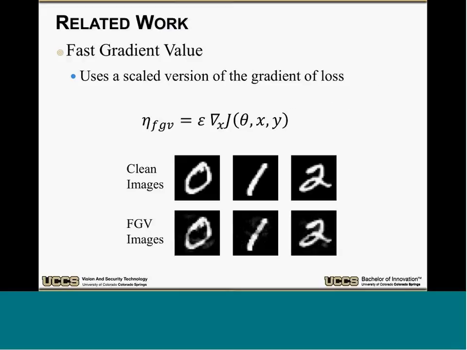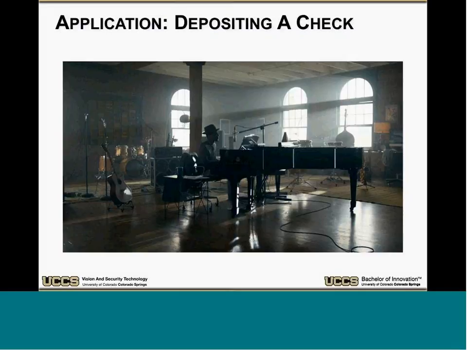The second method of generating adversarial examples builds off of the fast gradient sign method and uses a scaled version of the gradient of loss. In these FGV images, you see that the perturbations are much quieter and much more localized to the object in the image. The perturbations that are added are these gray spots here and more around the image itself. And even though your eye would classify these images as a 0, 1, or 2, the deep network would not classify it as such.